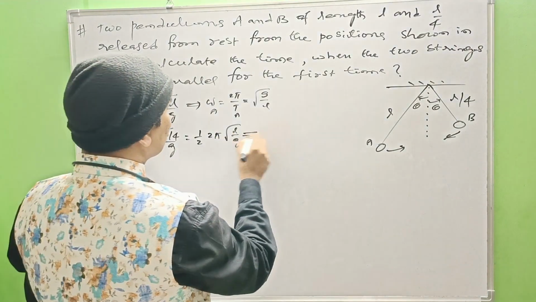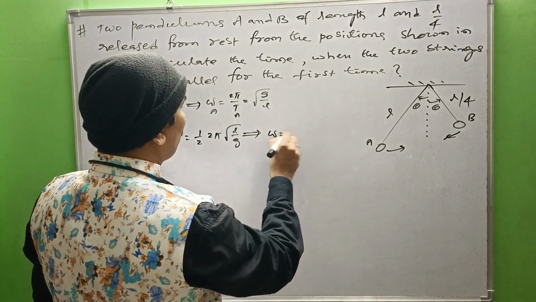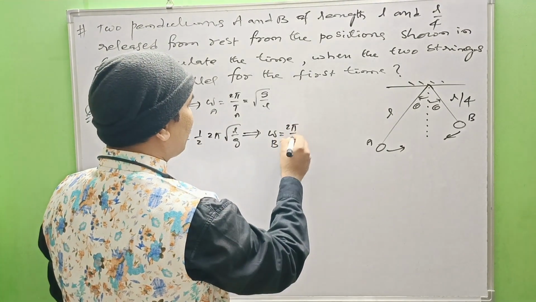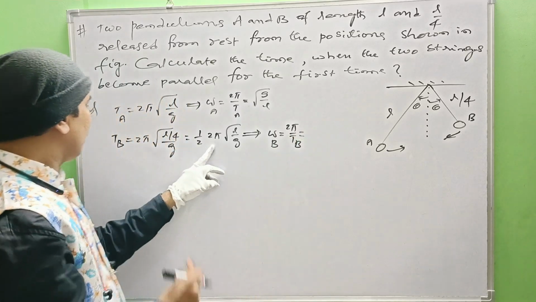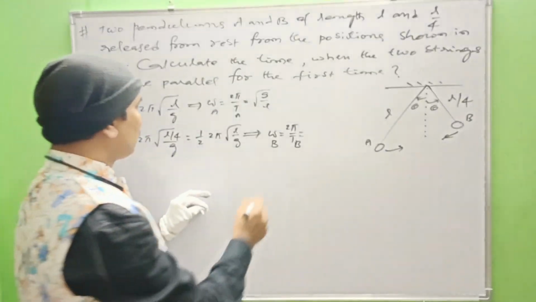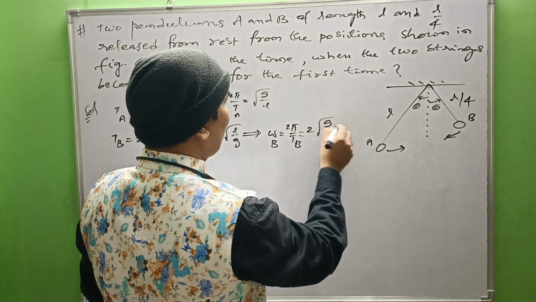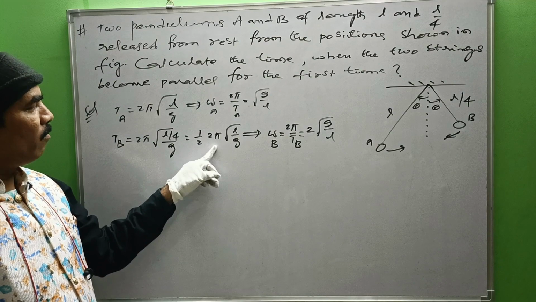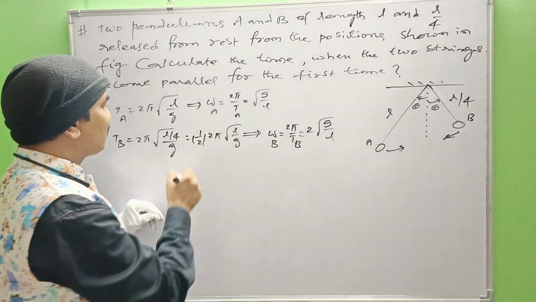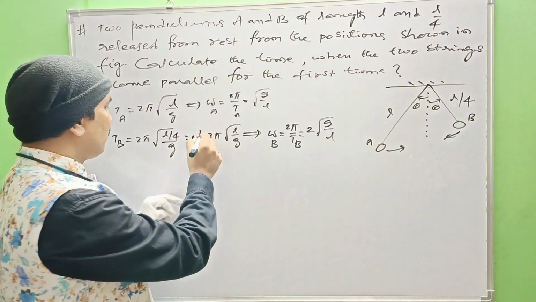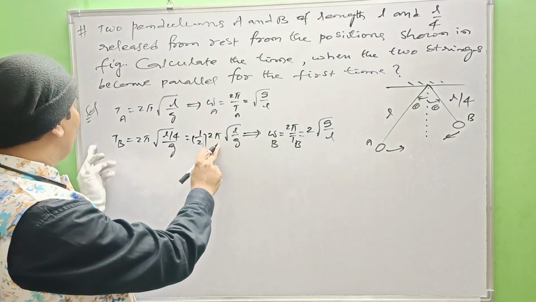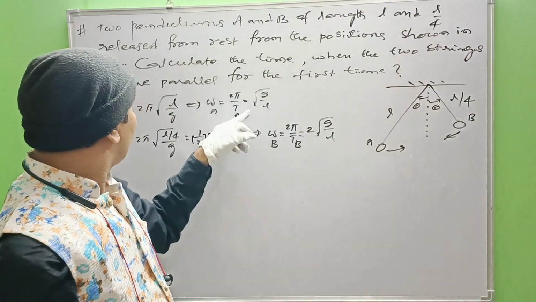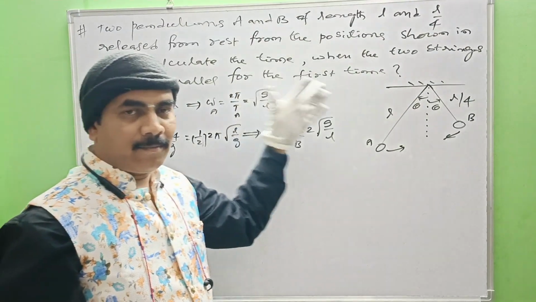So implies omega B equal to, what is omega B? 2 pi by Tb. That is 2 pi by Tb, in the sense that is 2 root G by L. See here Tb equal to 1 by 2 into 2 pi into root over L by G. So omega B equal to 2 pi by Tb, that is 2 into root G by L. So that is twice that of the angular frequency of pendulum A.